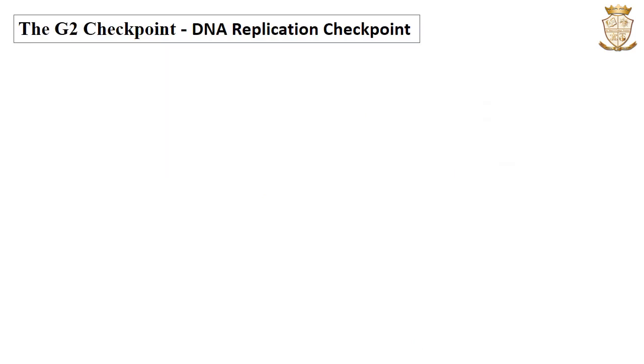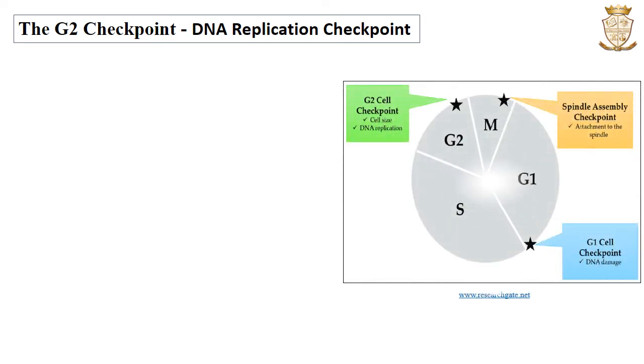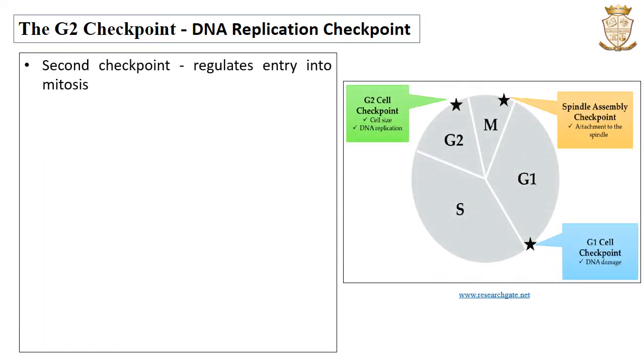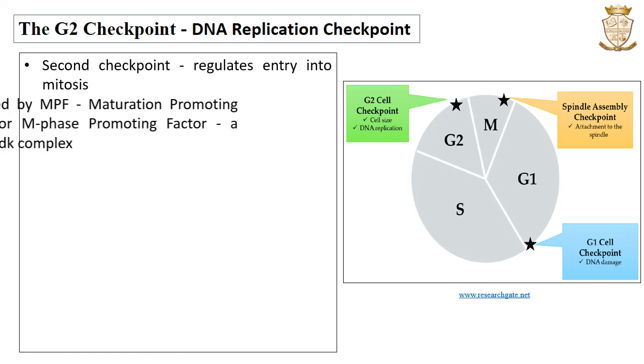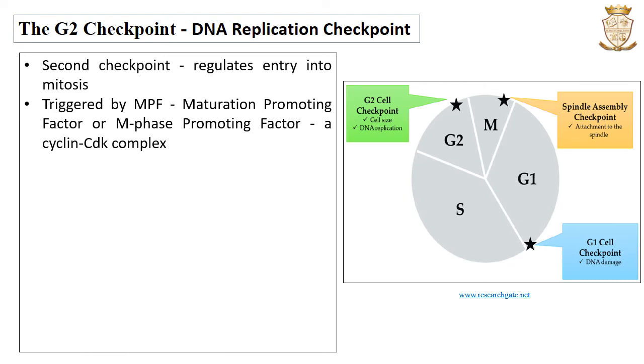Next is the G2 checkpoint or DNA replication checkpoint. This second checkpoint regulates the entry of the cell into mitosis. This is triggered by MPF, or maturation promoting factor, or M phase promoting factor. This MPF is a cyclin CDK complex. It promotes mitosis by phosphorylating a variety of other protein kinases. Here also, as with the G1 checkpoint, the cell size and the protein or energy reserves are assessed.